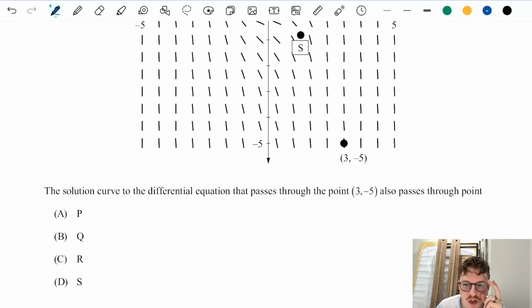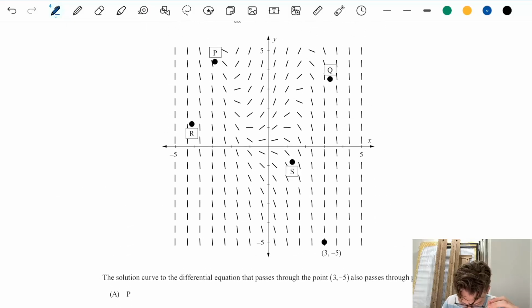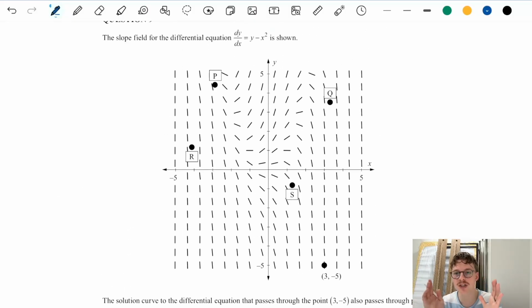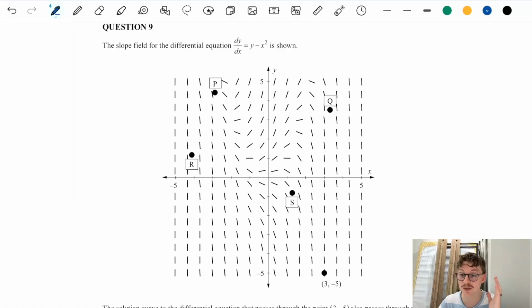So the solution to the curve of the differential equation that passes through the point 3, minus 5 also passes through which letter? Okay, so this question, I just know because I've had so many students ask me about how to answer this question. Slope fields can kind of get people a little bit with like, how am I meant to project the points? Is it not going to be S? Like S is the really common answer and it's going to be incorrect.